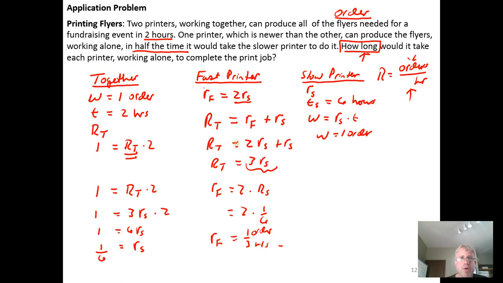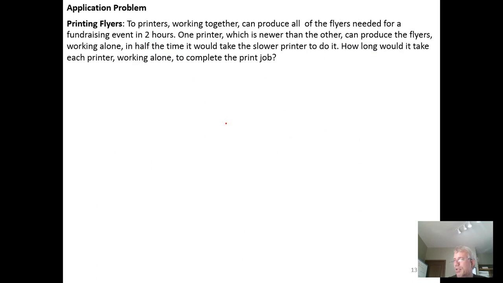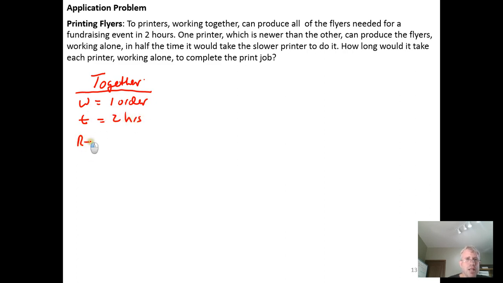So there's another way that we could look at this that maybe gets things done a little bit more efficiently. It would still require that we think about what's going on when they work together. The work that they get done when they work together is one order. The time that it takes them when they work together is 2 hours. They were told they get all of the flyers done in 2 hours, so their rate is 1 order per 2 hours.